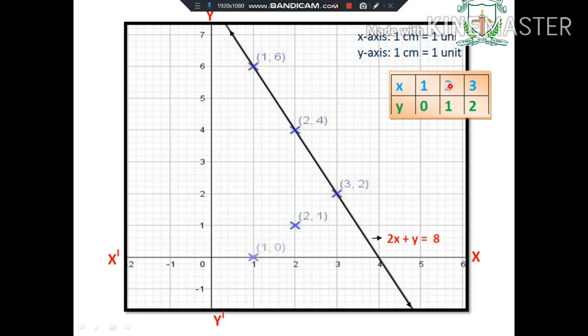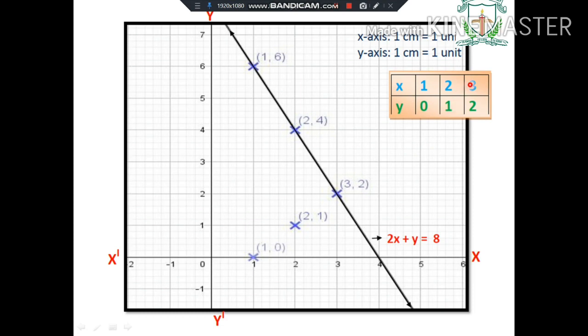Now the second point, (2, 1). So x-axis 2 means from 0, move on to the second digit here, 2. From there, 1 on the y-axis. So mark this point. This is (2, 1). X-axis 2, y-axis 1. Write the coordinates inside the bracket and mark the point. Now the second point is also plotted.